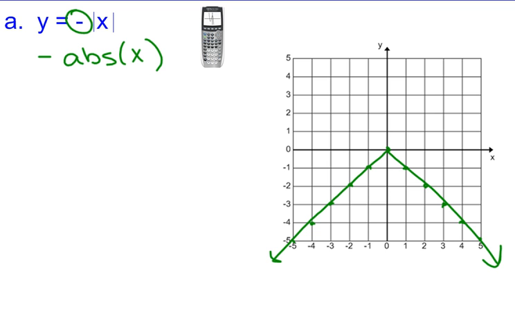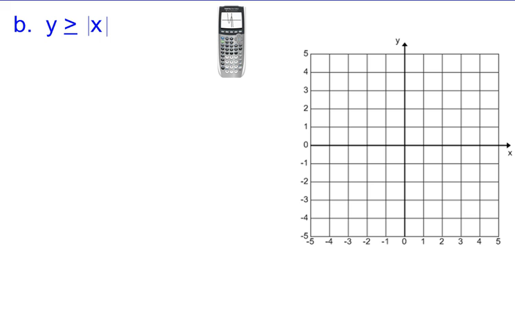Sometimes people do that. So once I graph this, the only thing I'm going to notice is, okay, I put a negative sign in front of that absolute value and it went down instead of up. That's something I'd want to note. B, that is the one that we actually graphed, the same one except it's an inequality. So I'm going to have the same points.